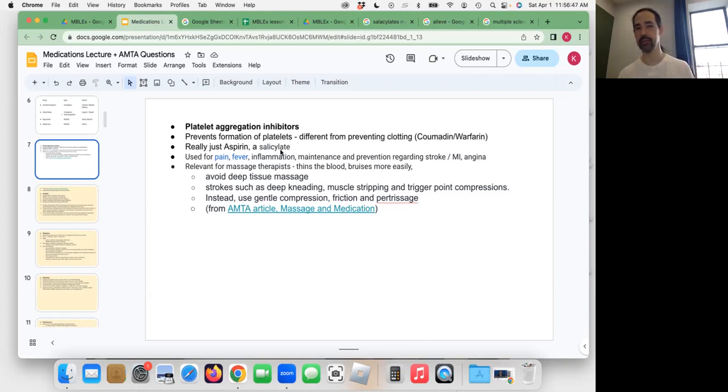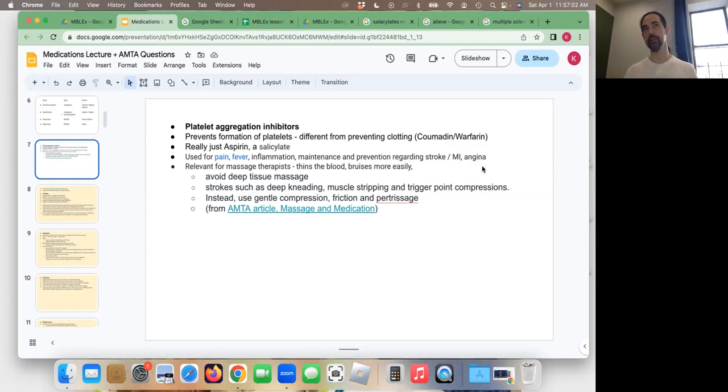Platelet aggregation inhibitors. We're talking about aspirin, which is a salicylate: pain, fever, inflammation. Also the maintenance and prevention of clotting-related problems like stroke, myocardial infarction. Myocardial infarction means heart attack. Angina, which means the starving of oxygen, the heart getting insufficient oxygen in the blood.